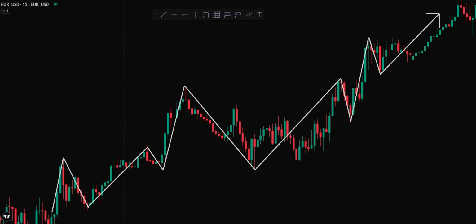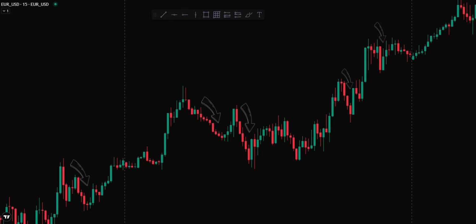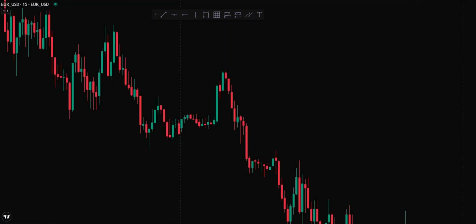In an uptrend, the market keeps forming higher highs and higher lows, meaning buyers are in control. Each correction becomes a new opportunity for the price to move higher again. In a downtrend, it's the opposite. The market creates lower lows and lower highs, showing that sellers are in control and every pullback is just another move down. These behaviors are the heartbeat of market structure, and learning to spot them helps us separate real trends from simple noise.